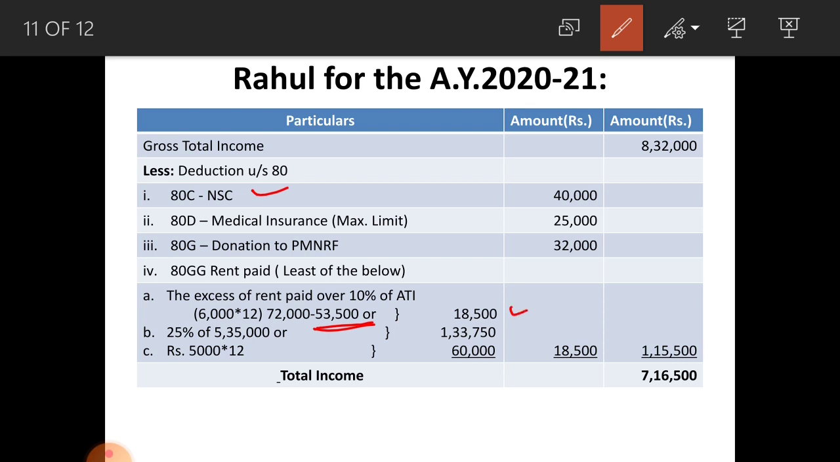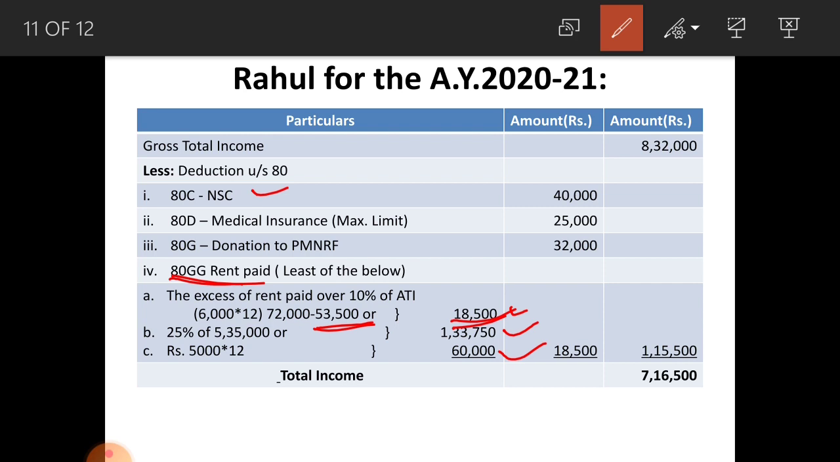Okay. Next one, 25% of ATI is 1,33,750 and 5,000 rupees per month for 12 months 60,000. Least of the following you have to consider. Here the least is 18,500. Consider that one for deduction under section 80 GG.